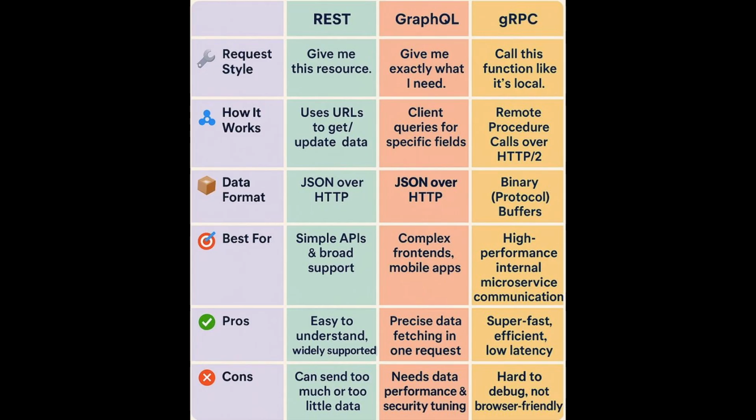It's strongly typed, and that contract is enforced at compile time, catching errors early. Much faster to parse than JSON too. Okay, so it's fast, efficient, and gives you strong contracts between services. Where would we see this used?